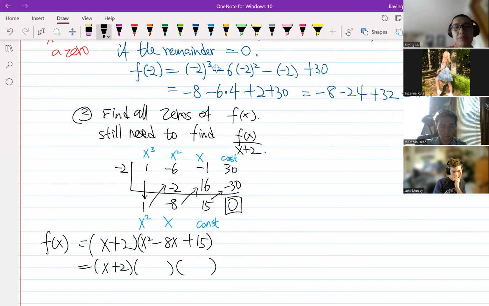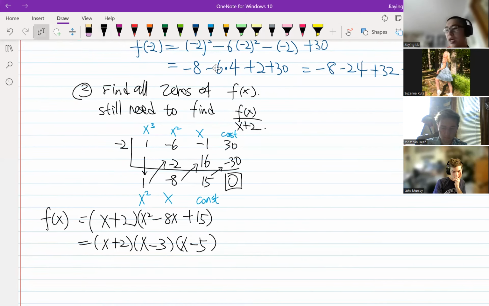So we need two numbers that multiplied give me 15, and when we add, we get -8. So those two integers should be, 3 times 5 is 15. 3 plus 5 is positive 8, but we need negative, so we're going to make both of them negative. And there we have the complete factorization. And if we want to find zeros, we're going to set this equal to 0 to find zeros.